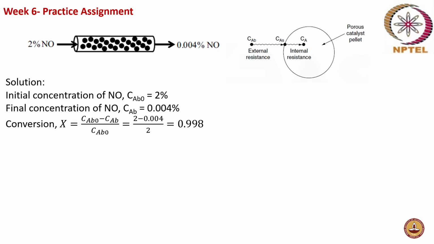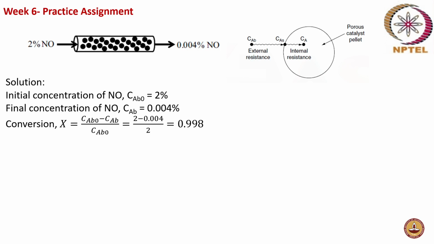So it is actually 2 by 100 minus 0.004 by 100 divided by 2 by 100. The 100 gets cancelled everywhere. So you will end up with the conversion value to be 0.998, which is 99.8% conversion as it comes out of the reactor.